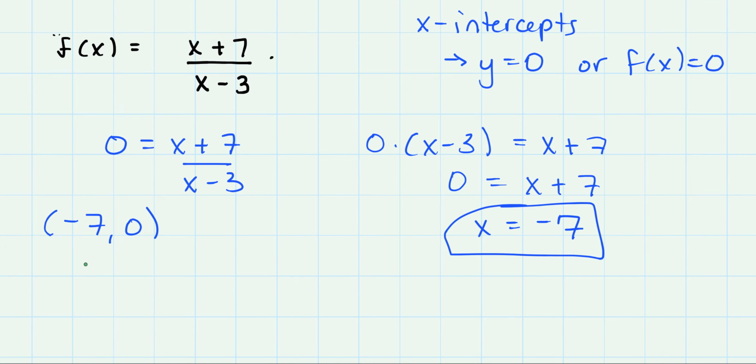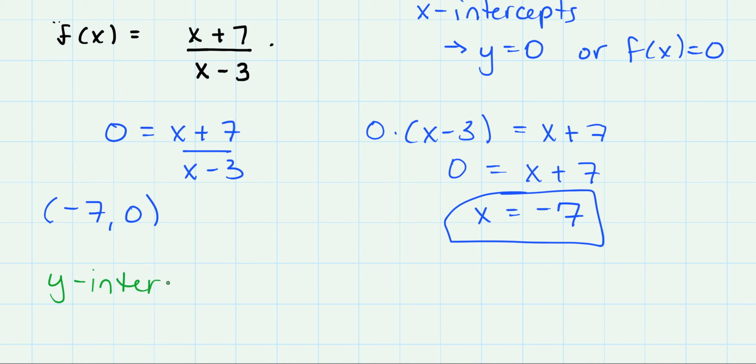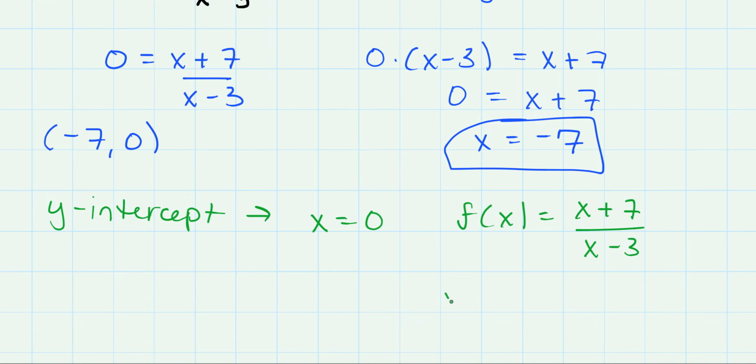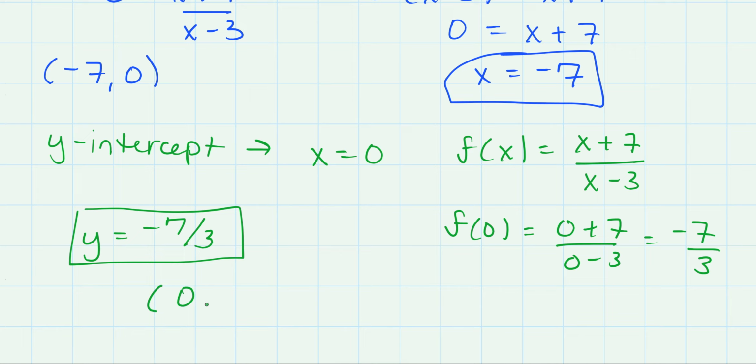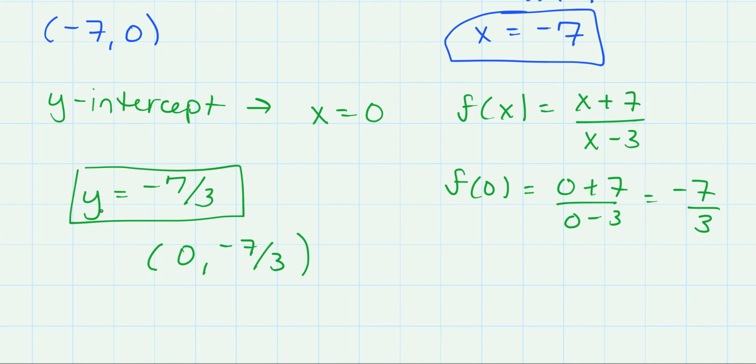Now what about the y-intercept? The y-intercept is where we plug in x is equal to 0. So f of x is x plus 7 over x minus 3. Plug in 0, f of 0 is 0 plus 7 over 0 minus 3, which is negative 7 over 3. So that tells me what the y-coordinate is. So the y-intercept is negative 7 over 3. And you could also say 0, comma, negative 7 over 3. You could also say this is f of 0.